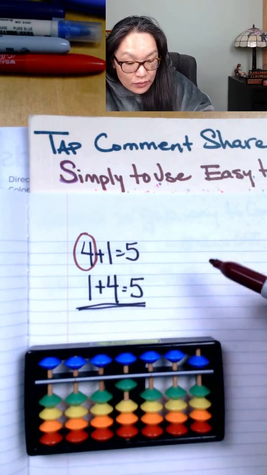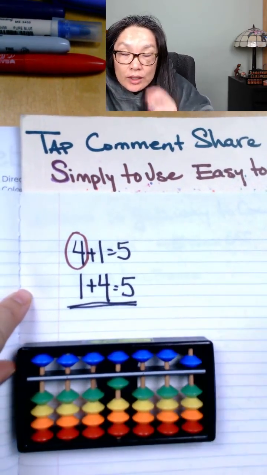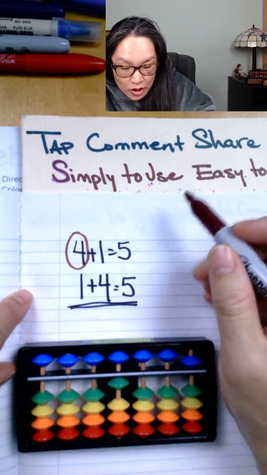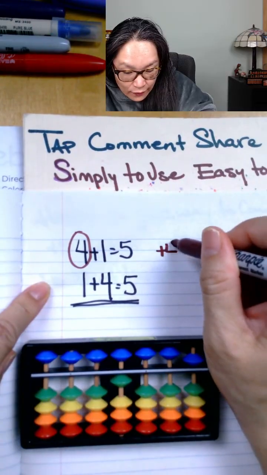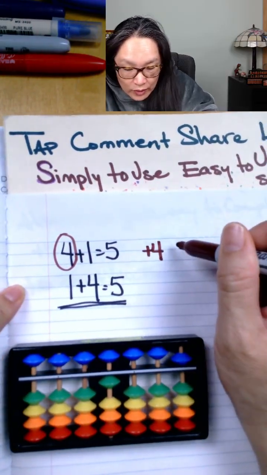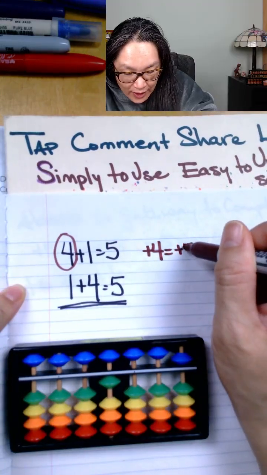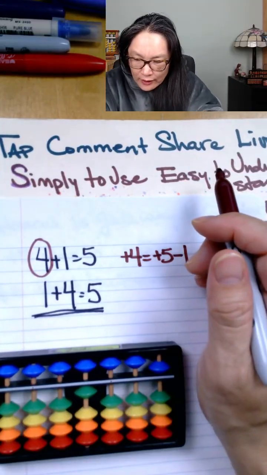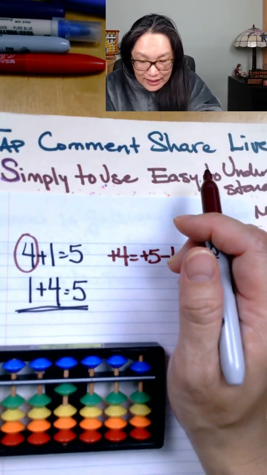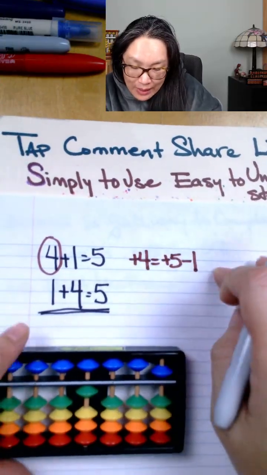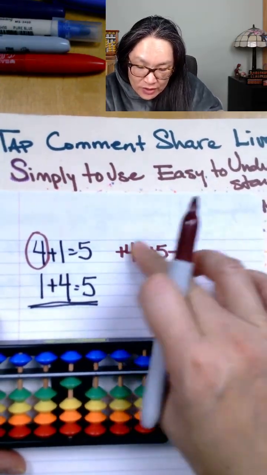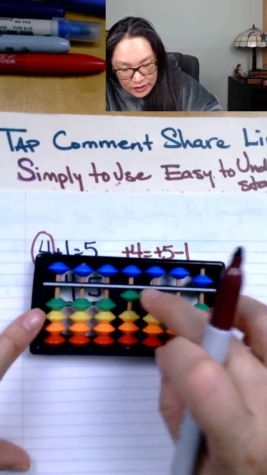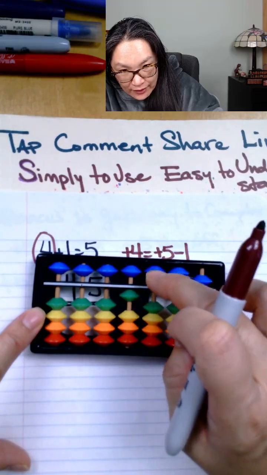Why? Because then we can start using it in adding and subtracting. So we're going to add the 4. When we add the 4, it is equal to plus the 5 minus 1. Now, I don't think you use formulas, but in Abacus we need to use formulas. These are the formulas we need to do, because we have to understand how to manipulate this 5 bead.